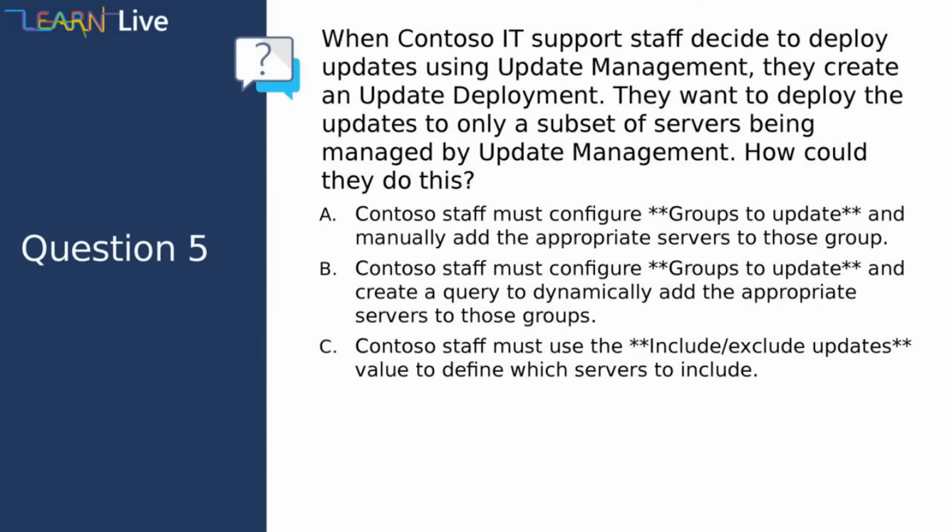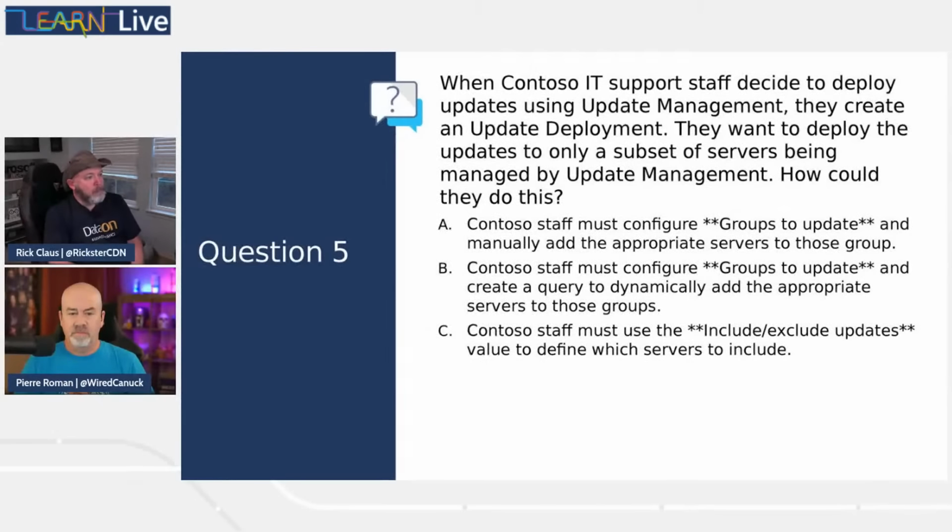I read the last one, so you can do this one. Okay. When Contoso IT support staff decides to deploy updates using update management, they create an update deployment. They want to deploy the update to only a subset of servers being managed by the update management. How could they do this? A, they must configure a group to update and manually add the appropriate servers to that group. B, Contoso staff must configure the group to update and create a query to dynamically add the appropriate servers to that group. Or C, Contoso staff must use the include or exclude updates value to define which servers to include.